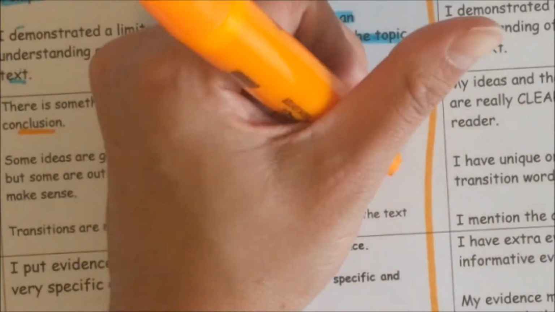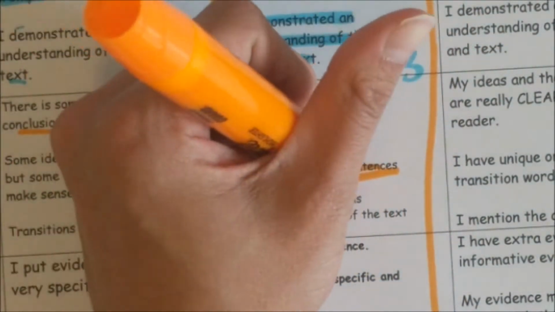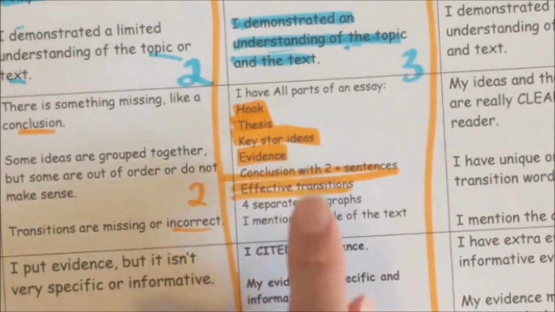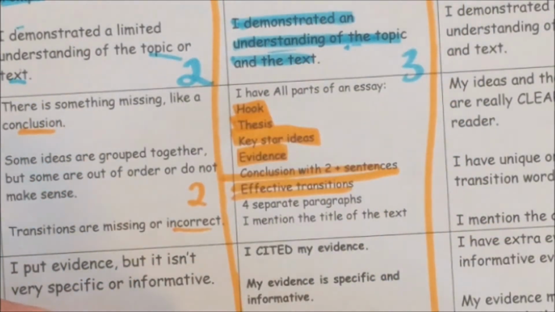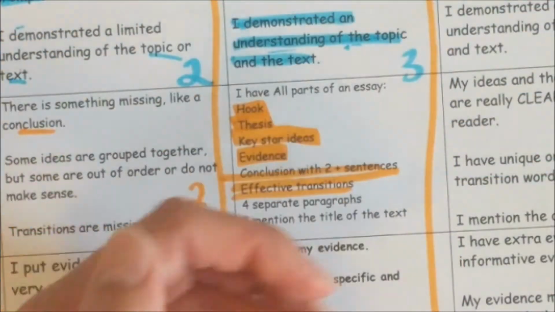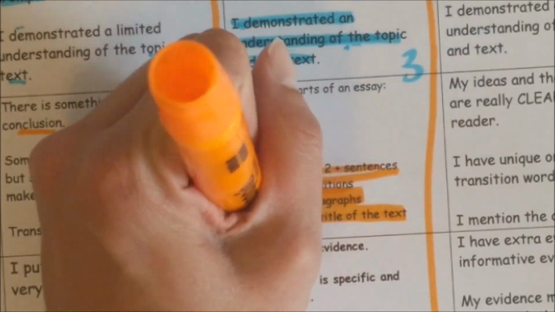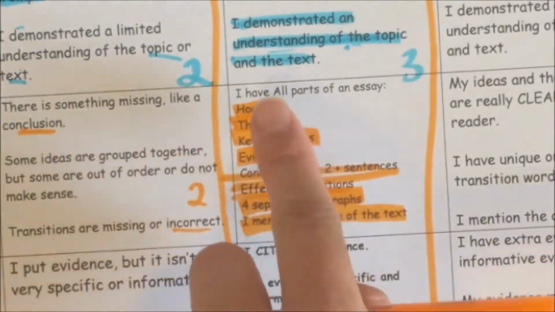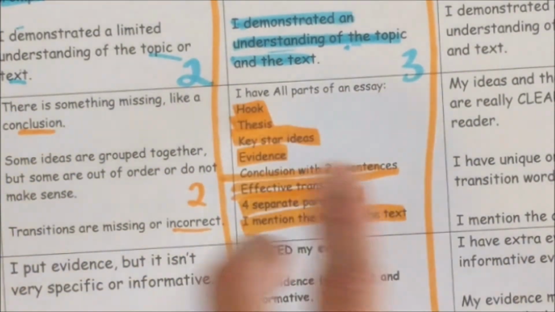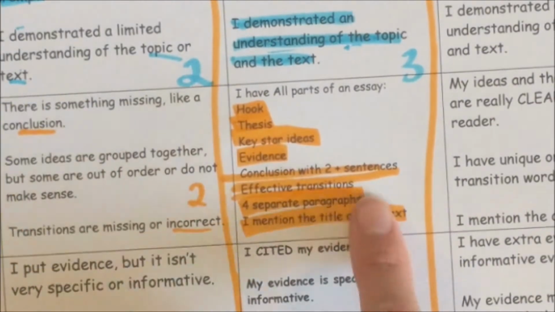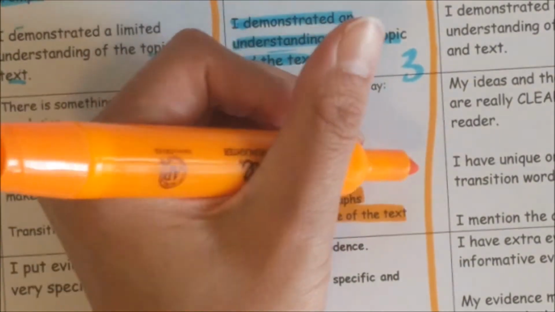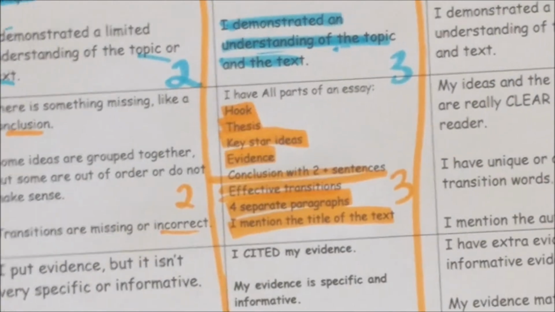Are your transitions effective? That means you use them and you put the right ones in the right place. Do you have 4 separate paragraphs? So that means when you publish it, you have 4 separate paragraphs. And did you mention the title of the text somewhere? If you did all of that, then you can highlight here. But if you're missing something, you have to highlight here, and that takes you down to a 2. All right? So that would be to get a 3.